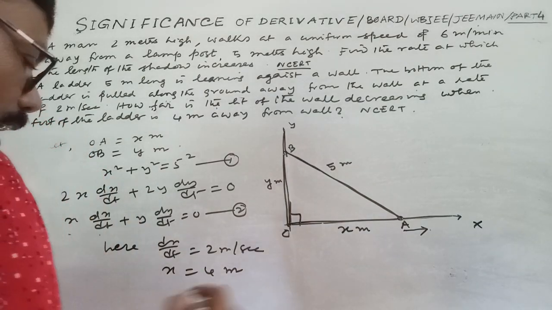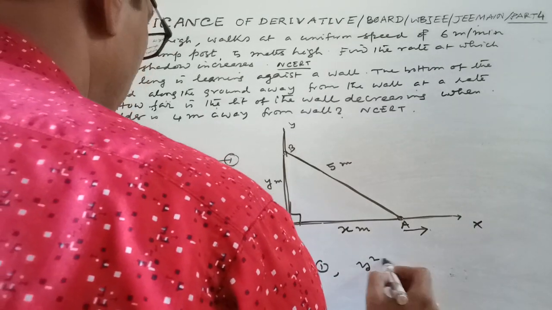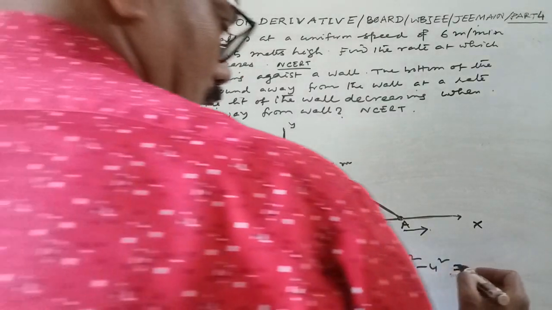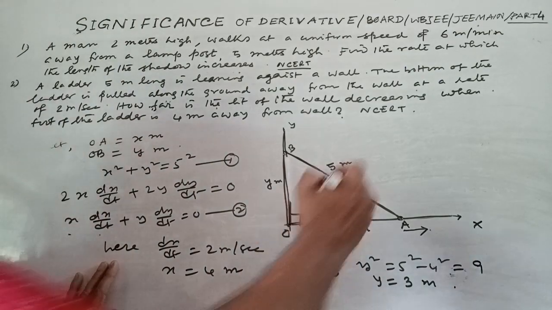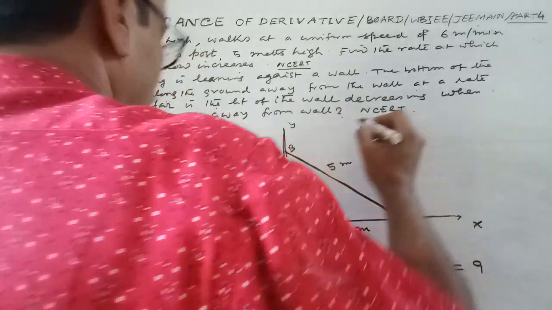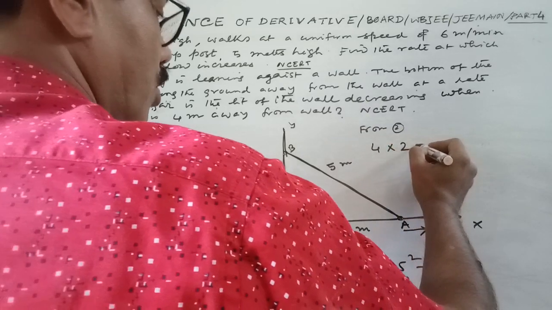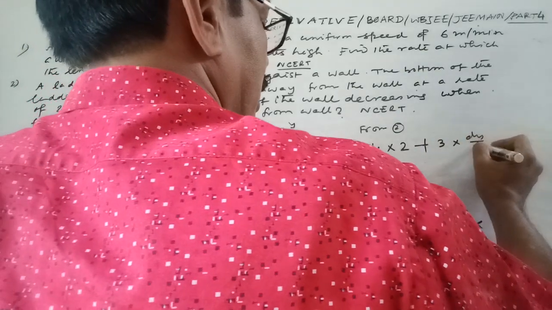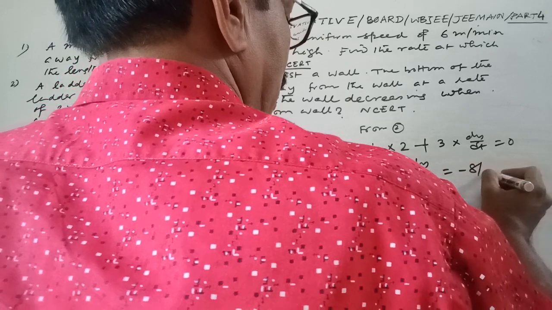So y is not given directly, but from 1, y square equals 5 square minus x square, which is 5 square minus 4 square. So this is 9, so y equals 3. Now put the values in 2. From 2, x is 4 into dx/dt which is 2, plus y which is 3 into dy/dt equals 0. So dy/dt equals minus 8 by 3.